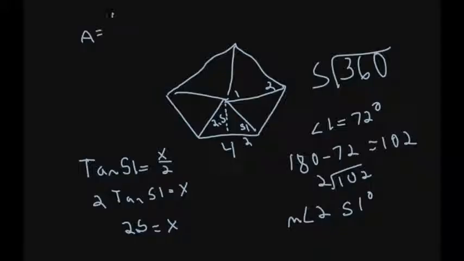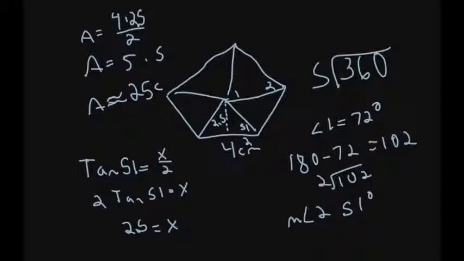If I showed you the right way, it would actually be 4 times 2.5 divided by 2, which would be, 4 divided by 2 is 2, so that would be 2.5 times 2, so my area equals 5 for one of those triangles. And then I have 5 triangles, so I'm going to multiply that by 5. So my area would be about, because I rounded when I did the trig function, about 25, and let's just call this centimeters squared.